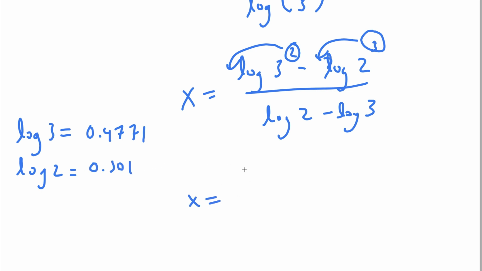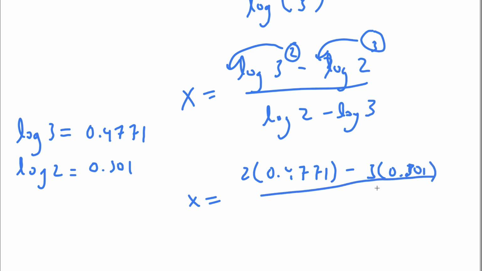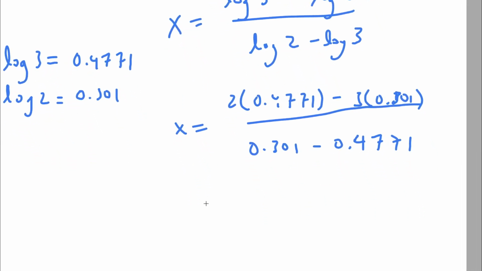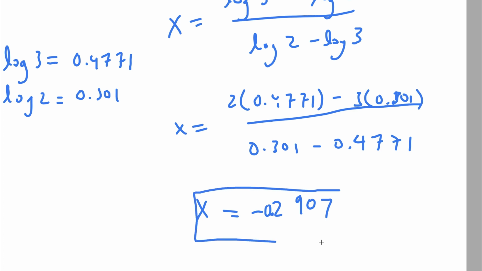So if I plug these values in, I get 2 times 0.4771 minus 3 times 0.301. Now I have this over 0.301 minus 0.4771. So I'm not going to waste your time simplifying this, but if you simplify this, you should get x is equal to negative 0.2907. So this is my answer.